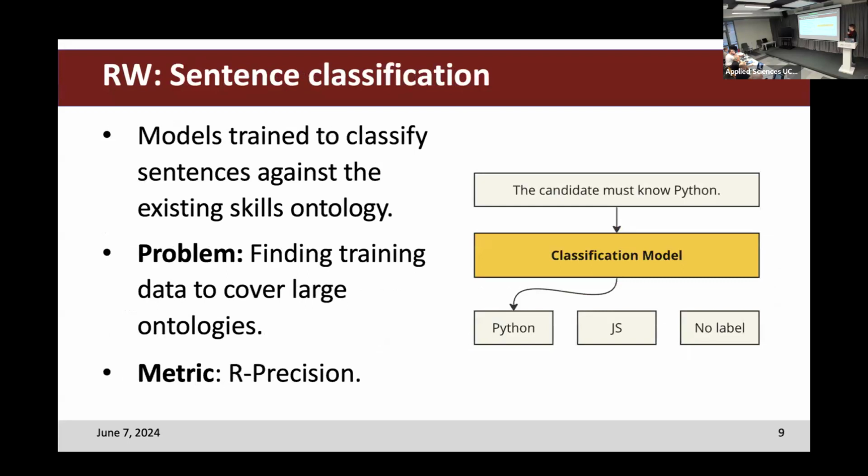Then the next approach is sentence classification. In this approach, we train a classifier to classify a sentence as containing a skill or knowledge. It could be called extreme multi-label classification, because there are a lot of labels, and we need to classify a sentence as either having a label or not having one at all. The problem here is the same: we need to find training data to cover large ontologies. And the metric is R-precision.